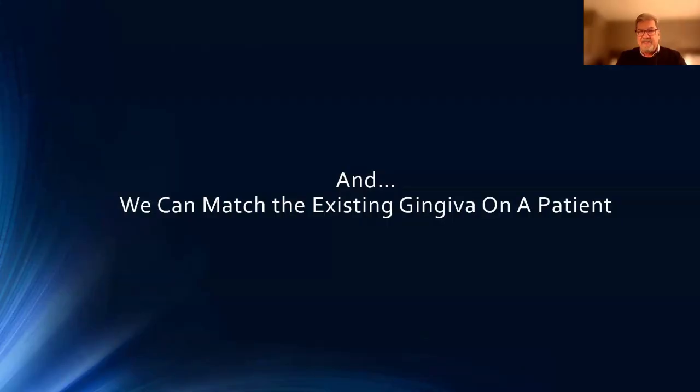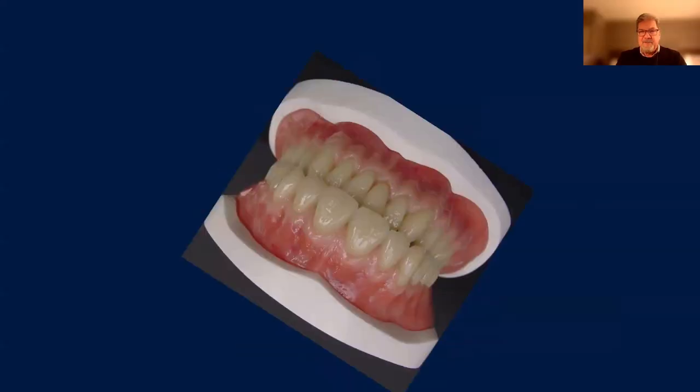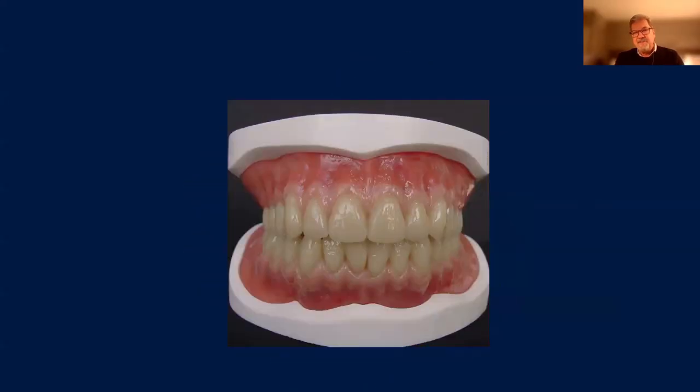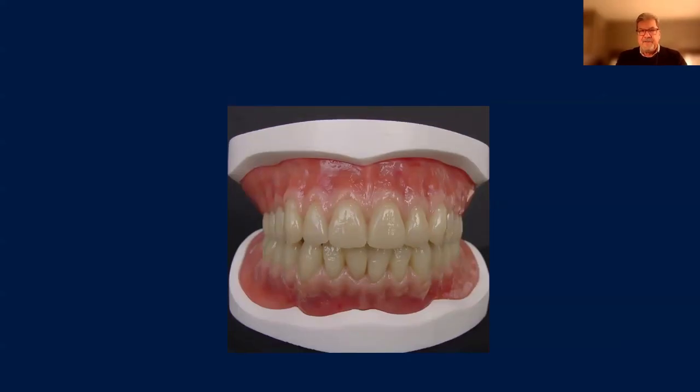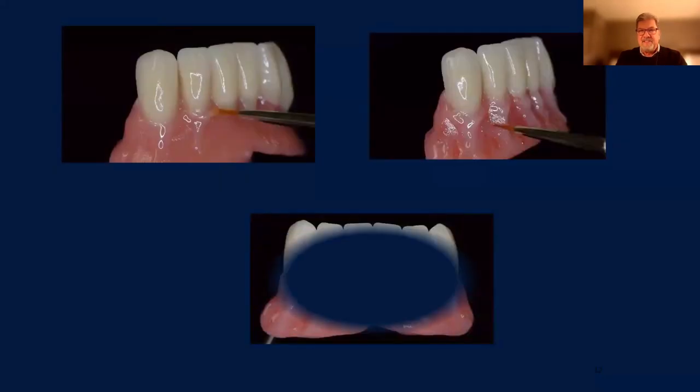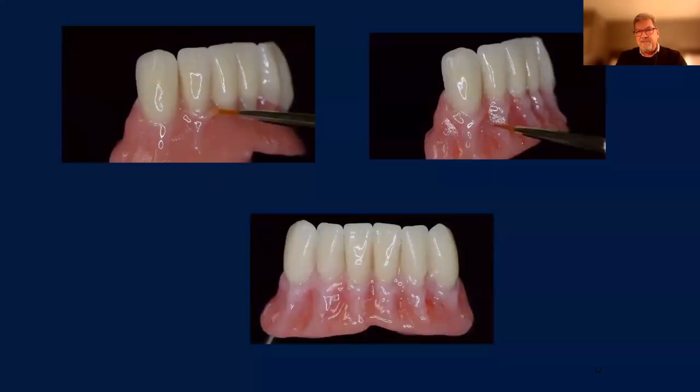And now we can match the existing gingiva on a patient. Look at this beautiful denture. This is with PhysioDens denture teeth from Vita, and this is with denture-base staining, trying to match and mimic the patient's natural gingiva. This is just applying that denture-base stain with a light-cured material.